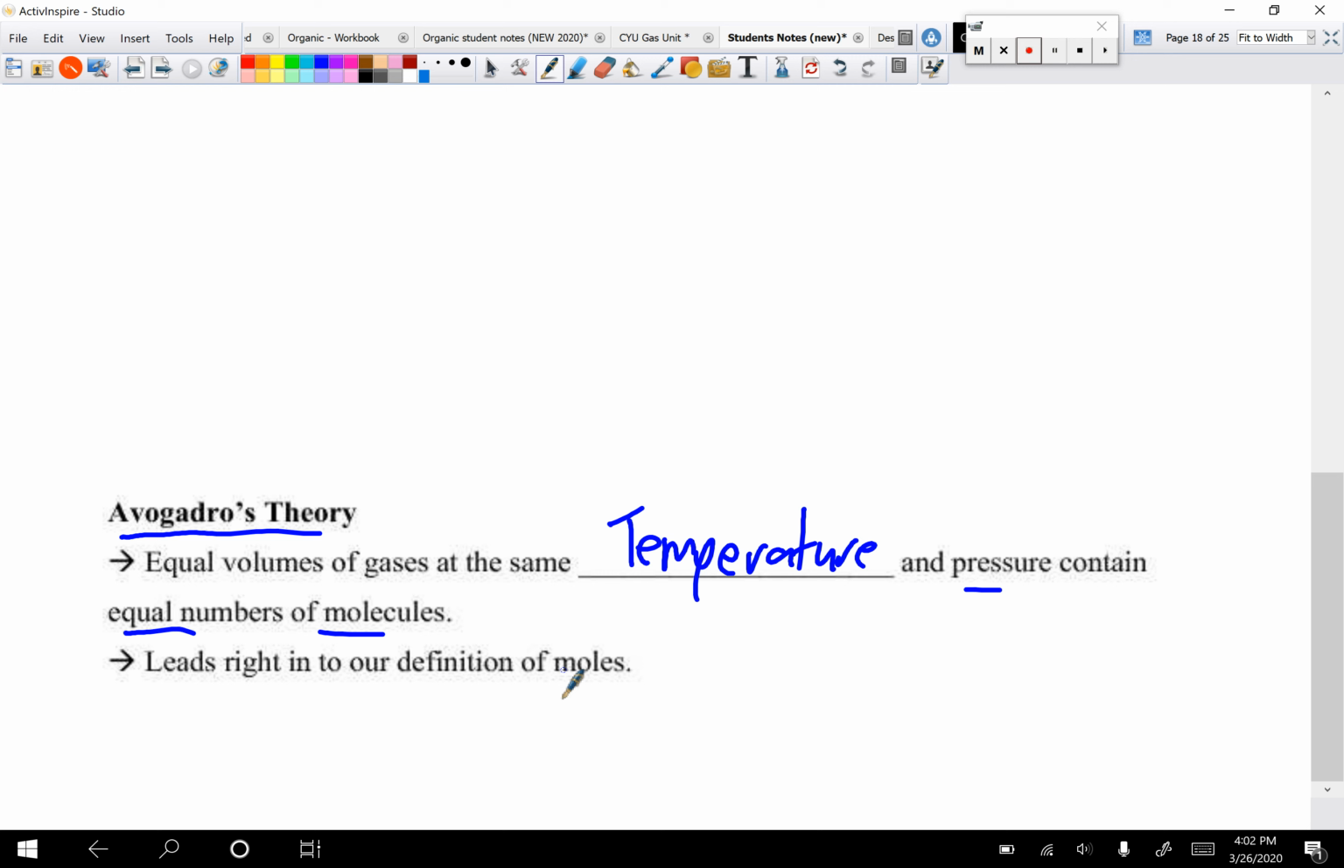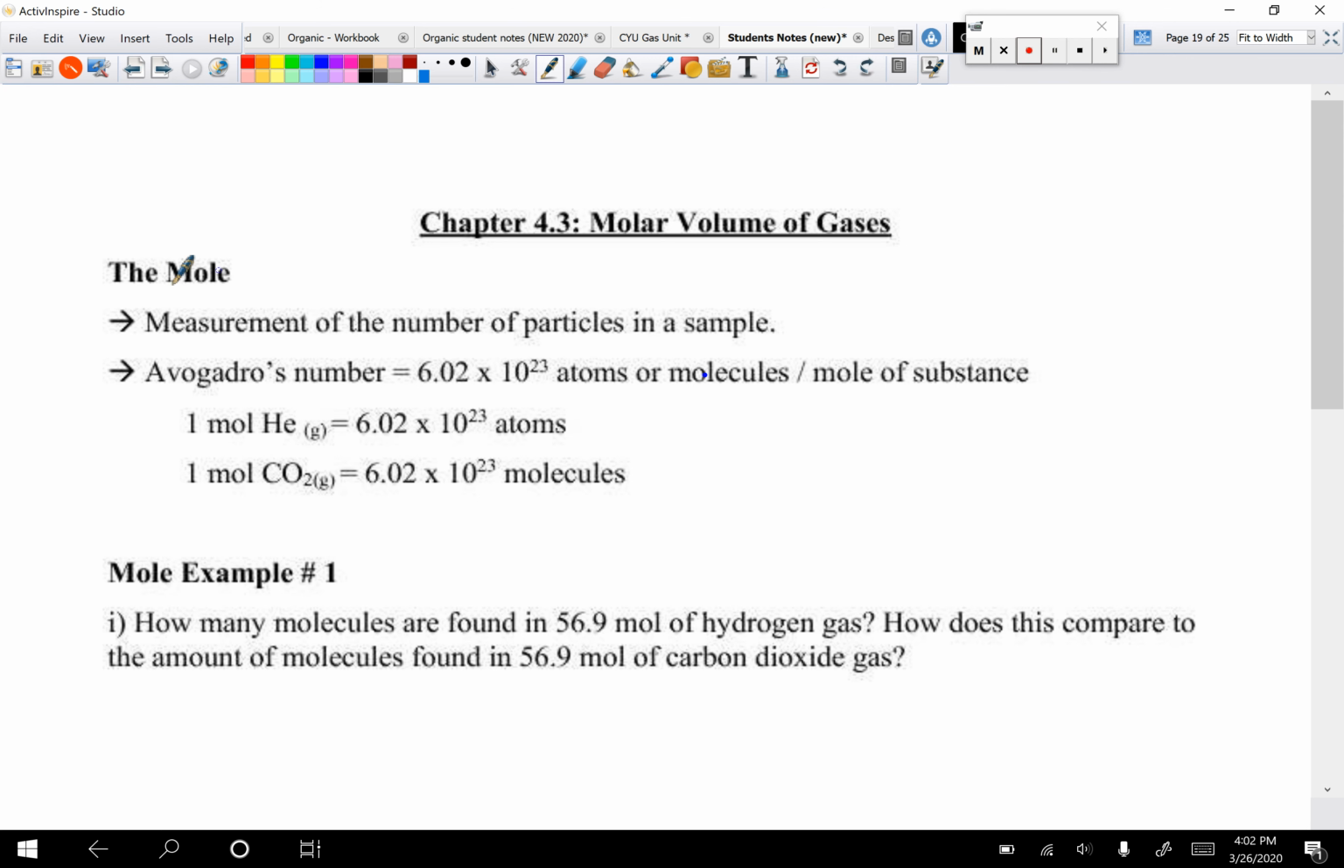So this, of course, leads right into the definition of a mole and what Avogadro is kind of known for with his number. So the mole is just the measurement of number of particles in one sample. So for gases, what Avogadro is thinking is that if you do have the exact same temperature, so they're moving at the same speed and they have the exact same pressure, therefore they're going to have the same volume and, of course, the same amount of molecules within that substance. So if you remember Avogadro's number, it is 6.02 times 10 to the power 23 atoms or molecules per mole. It depends on what we're dealing with.